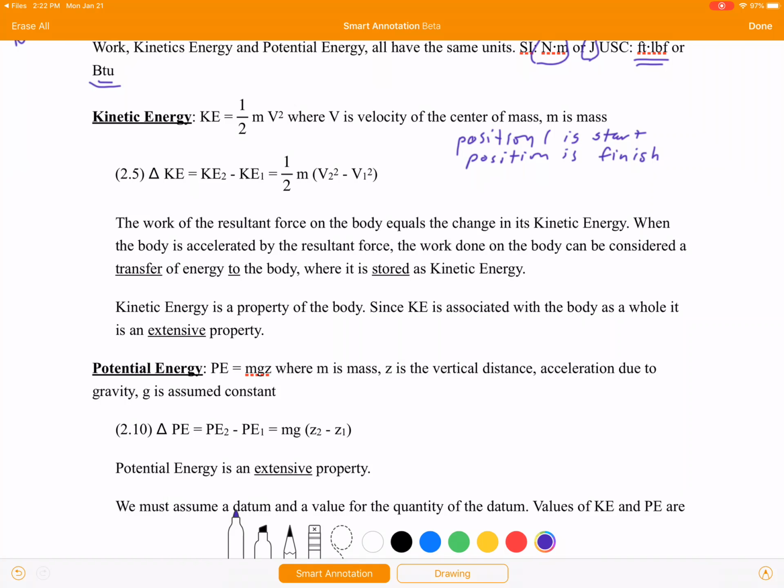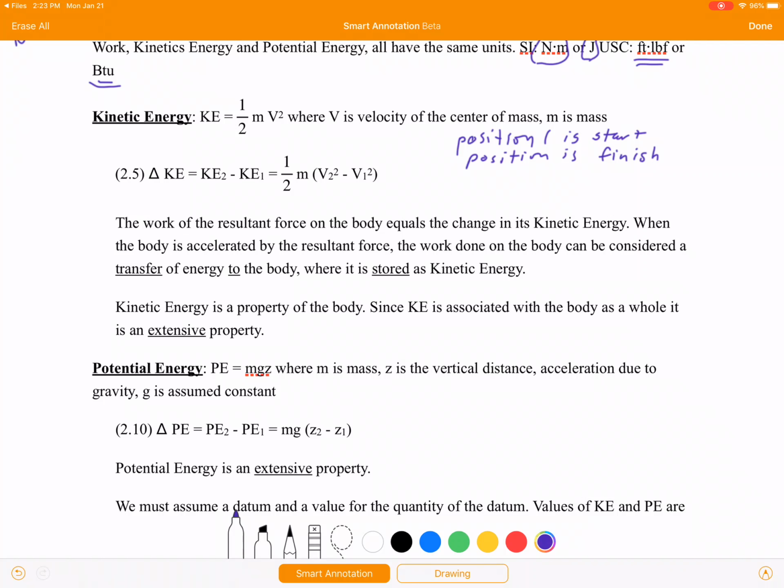So anyway, we're taking where we end and subtracting off where we start. So the kinetic energy at position 2 minus the kinetic energy at position 1 equals 1/2 mass times the velocity at 2 squared minus the velocity at 1 squared. The work of a resultant force on a body equals the change in its kinetic energy. When the body is accelerated by a resultant force, the work done on the body can be considered to be a transfer of energy to the body, where it is stored as kinetic energy.